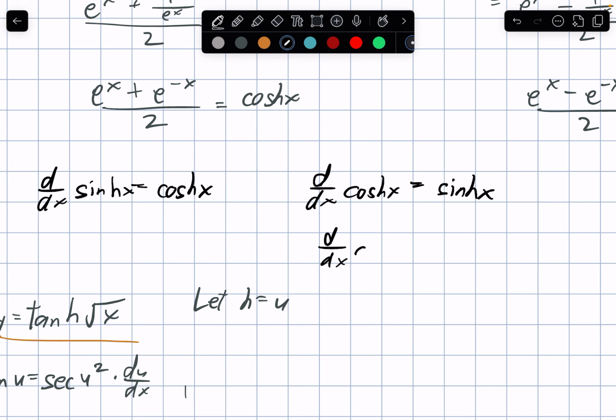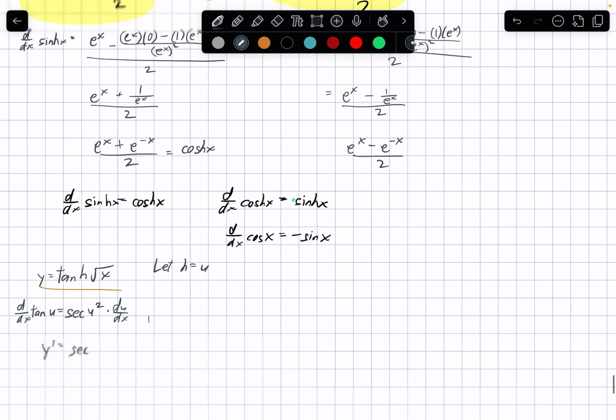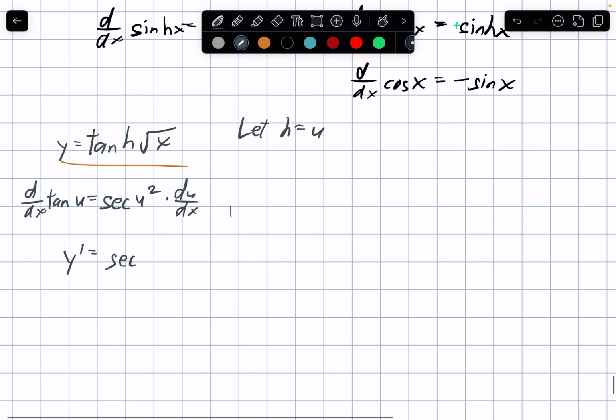Previously, we all knew that the derivative of cosine x is negative sine x, but it's not the same case when it comes to the context of hyperbolic functions. We don't put a negative sign. It's just going to be positive. So you have to know that particular detail.